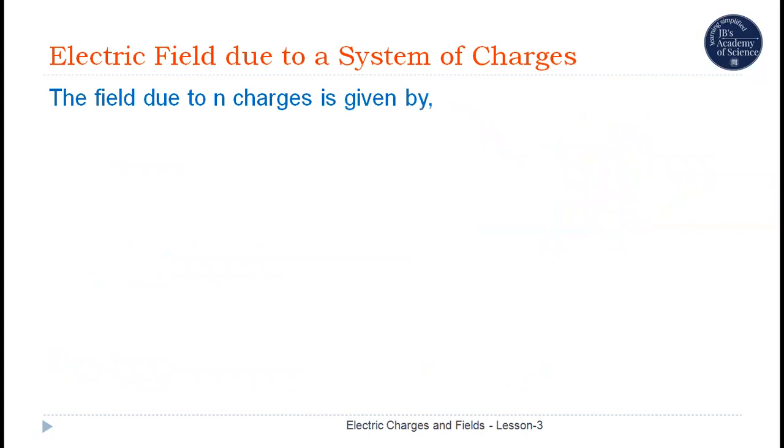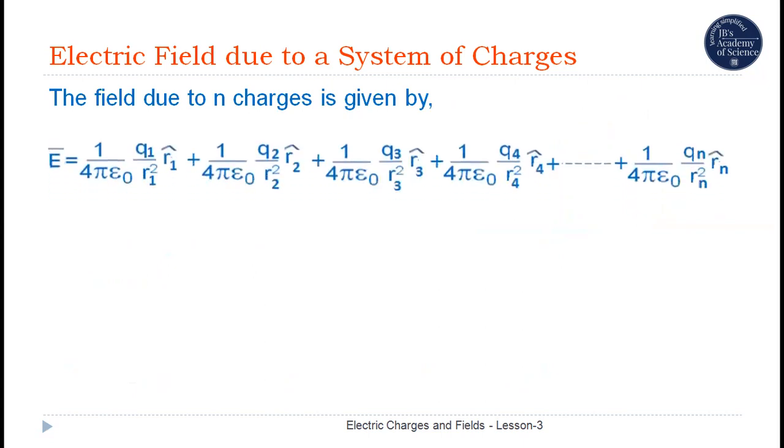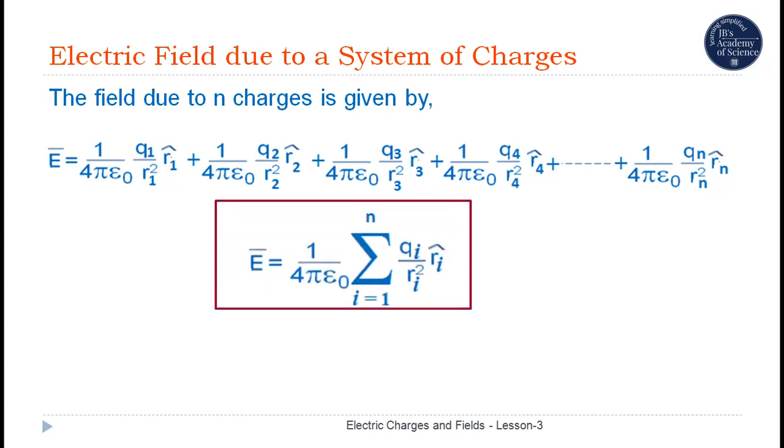Now, if there are n charges in the system, then the resultant electric field due to n charges is given by 1 by 4 pi epsilon 0 Q1 by R1 square R1 cap plus 1 by 4 pi epsilon 0 Q2 divided by R2 square R2 cap plus etc., up to 1 by 4 pi epsilon 0 Qn divided by Rn square Rn cap. Using sigma notation, we can write E vector is equal to 1 by 4 pi epsilon 0 sigma i equal to 1 to n Qi divided by Ri square Ri cap.